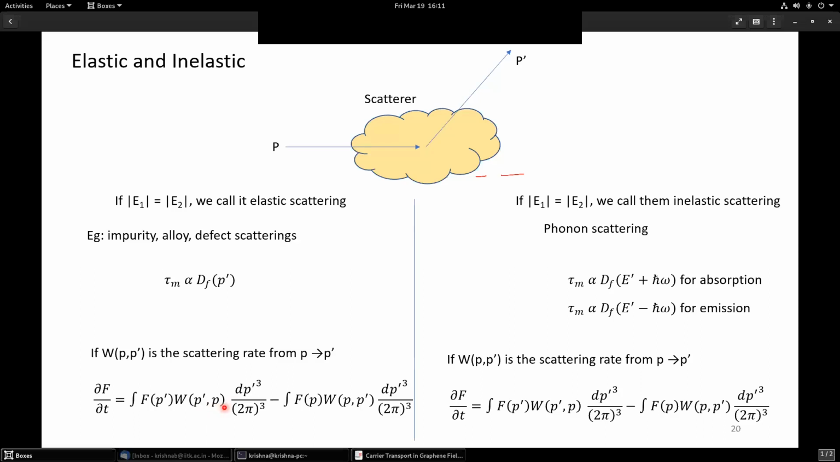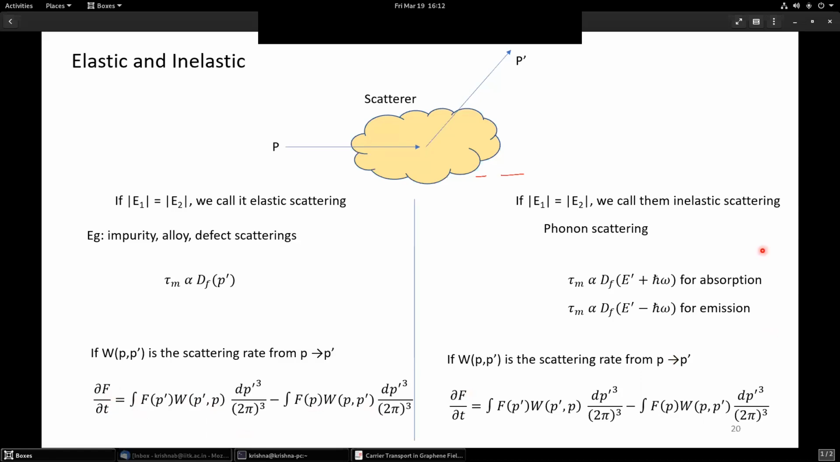And now you integrate this over all possible p dashes, right? Minus, you have the occupational probability of the electron at p, and then the scattering probability from p to p dash. And now again you integrate this over all possible p dashes around the area that we're talking about, right? So this is the way in which you calculate the change in the occupational probability.